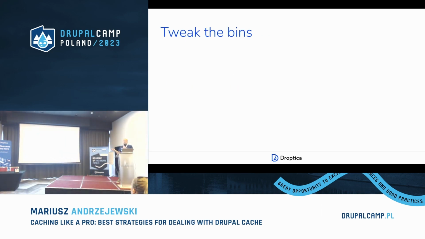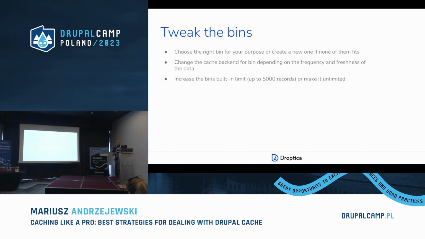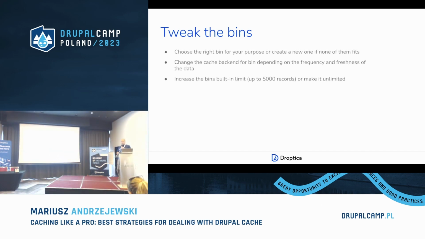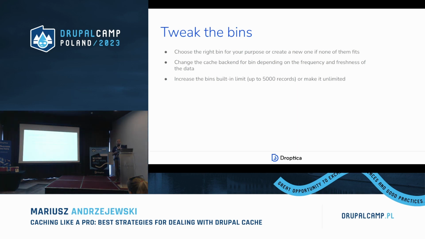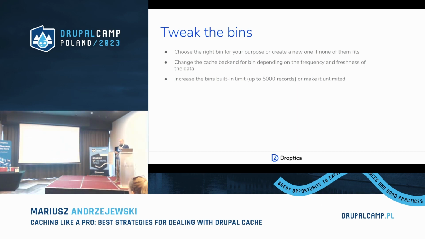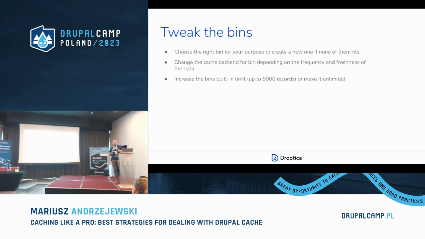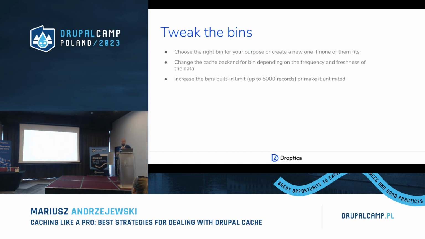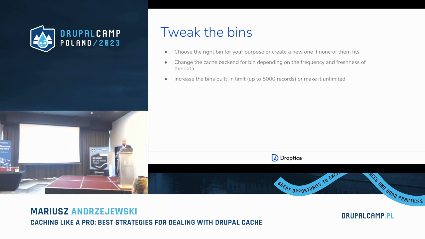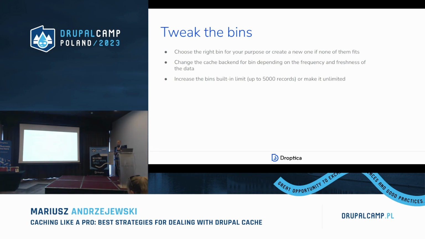We can tweak the cache bins. I haven't talked about the cache bins, but basically in Drupal we have things like bins, which are basically different data tables in Drupal for different things. So if we have a single one and a lot of different types of caching and a lot of operations on that particular table, it will be very difficult for the database engine to work with this efficiently.